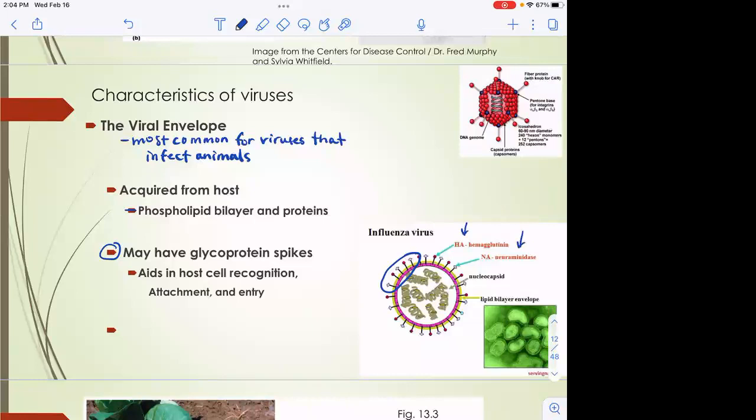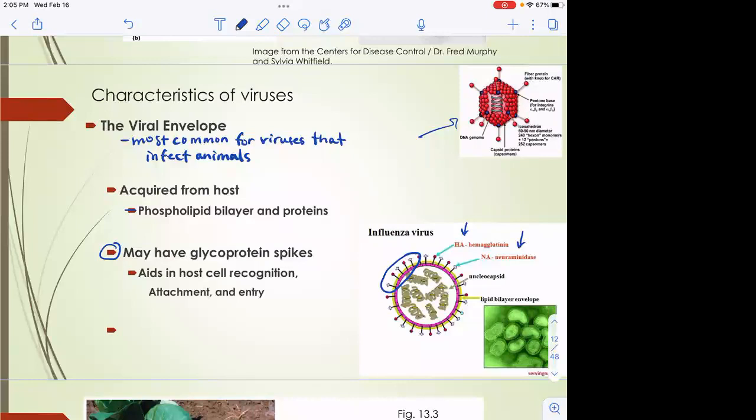Now, some naked viruses can have spikes as well, as we saw with adenovirus. And not every virion will have those spikes, but the spikes are really important to aid in host cell recognition. If a virion doesn't have spikes, then it will have some kind of proteins in its outer layer that will help it recognize the specific kind of cell that it's able to infect. Okay, sometimes the spikes will help them with entry as well.